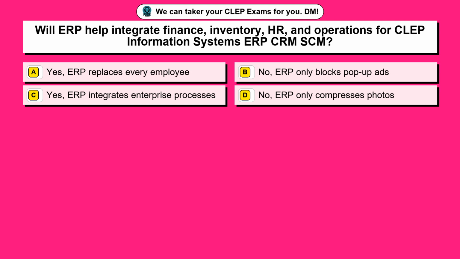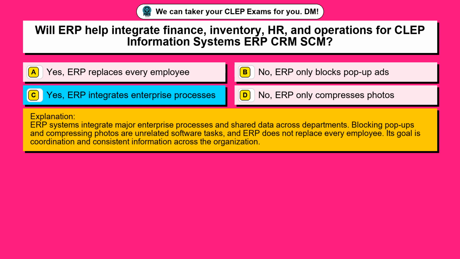Question 14. Will ERP help integrate finance, inventory, HR, and operations for CLEP Information Systems ERP CRM SCM? Option A. Yes, ERP replaces every employee. Option B. No, ERP only blocks pop-up ads. Option C. Yes, ERP integrates enterprise processes. Option D. No, ERP only compresses photos. The correct answer is option C. Yes, ERP integrates enterprise processes.